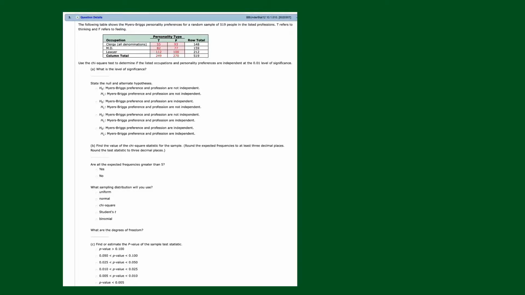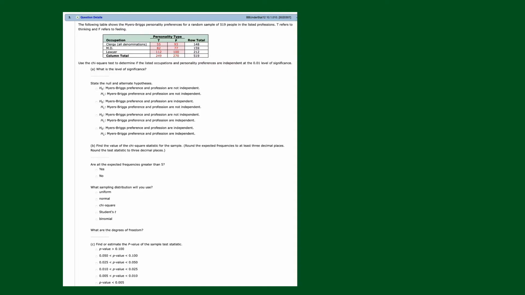This is section 10.1. Here's the first part of problem 3. What have we got here? The following table shows Myers-Briggs personality preferences for a random sample of 519 people in listed professions. T refers to thinking and F to feeling. Right, so we got a table here. What have we got? Occupations, clergy, MD, lawyer, and then personality types, thinking and feeling types. Use a chi-square test to determine if the listed occupations and personality preferences are independent at 0.01.